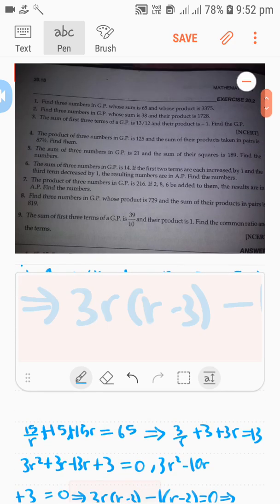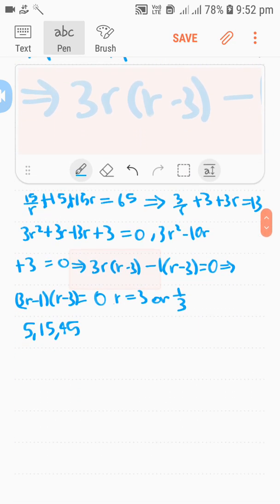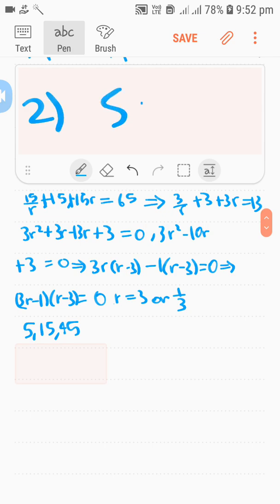Okay, so find three numbers in GP whose sum is 38 and product is 1728. It's a similar kind of question. So let's just write this down, that for the second question we have sum as 28. Well, 28 or what?